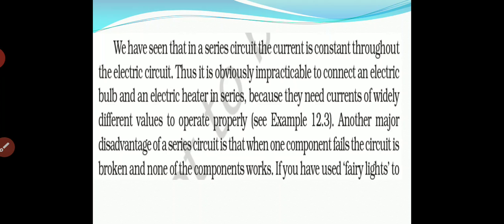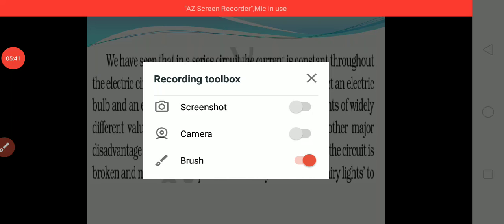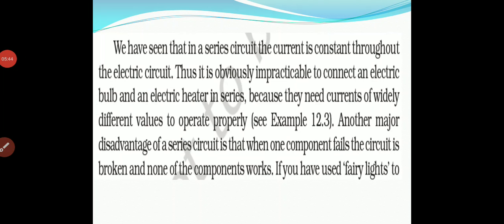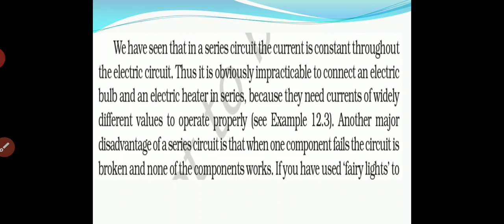We have seen that in a series circuit the current is constant throughout the electric circuit. Thus, it is not practical to connect an electric bulb and an electric heater in series, because they need currents of widely different values to operate properly.